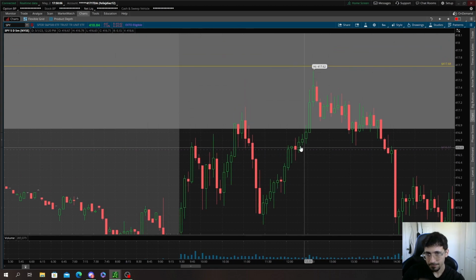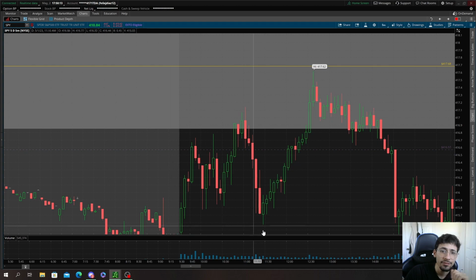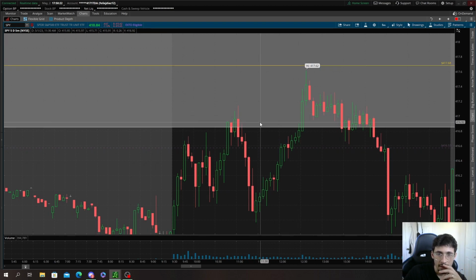Now, I see right here we have another leg up, but this leg wasn't that much higher than the first leg, right? Not much higher. We're near 417, kind of a psych level, whole number level. I like whole number levels. And so I entered on this red candle when it was pushing higher.